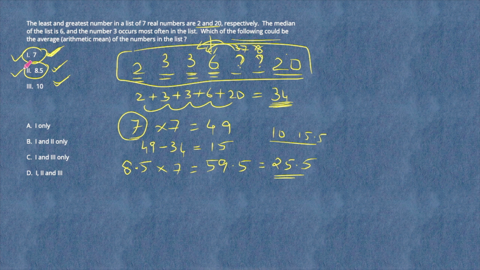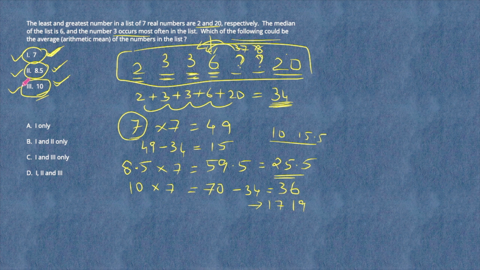So now the last one is 10. That means the total value would be 10 times 7, which will be 70. Then you have to subtract 34. 70 minus 34 is equal to 36. So I have to find 2 numbers that add up to 36. So I can pick 17 and 19. So this will add up to 36 and you get the average 10, and also 3 is the most occurred number in the list. So this is also possible.